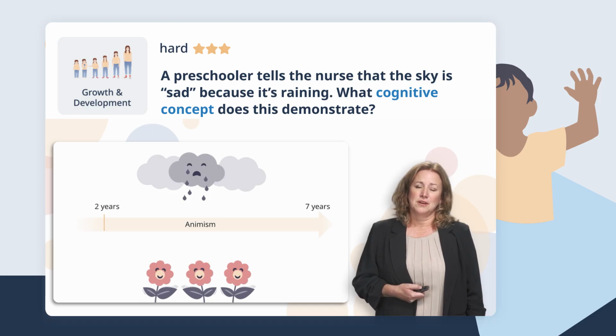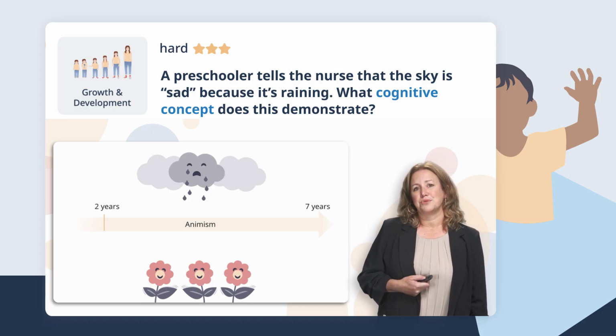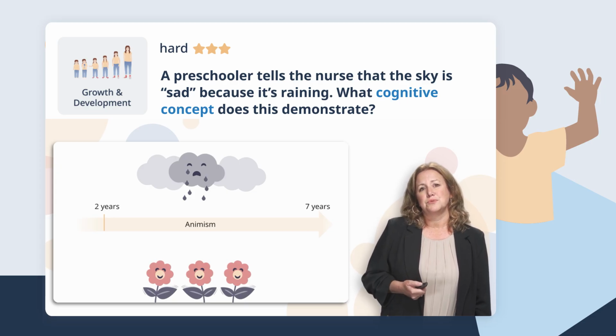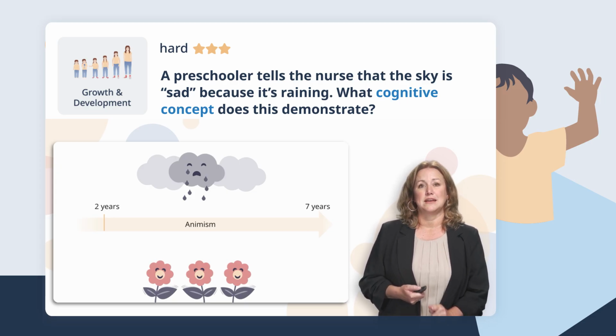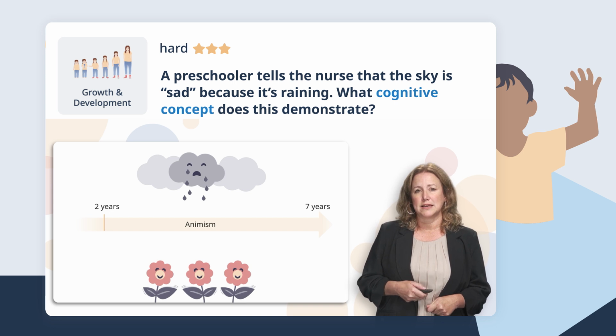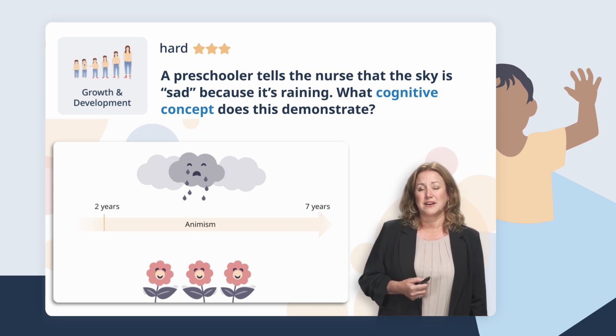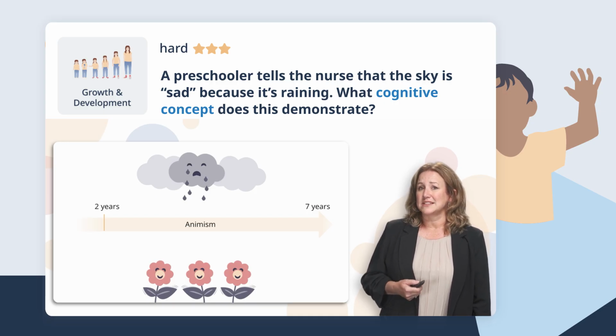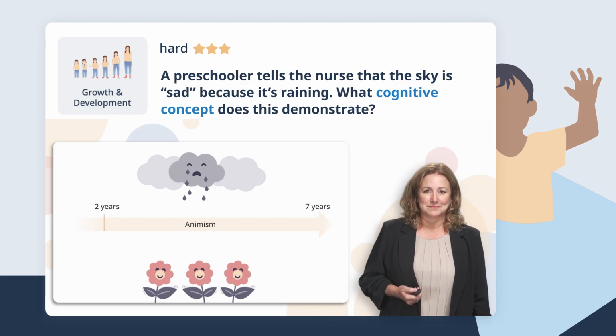Animism is another fun way of thinking that preschoolers are known for. This is when they really believe that inanimate objects such as plants, foods, even the weather have lifelike qualities. For example, a preschooler may believe that the sky is sad when it's crying, or that a flower is happy because it's blooming.